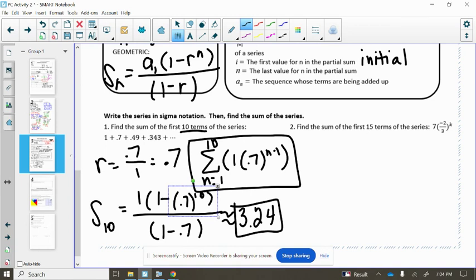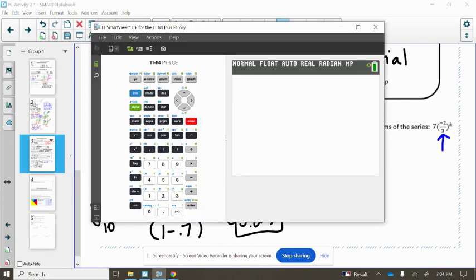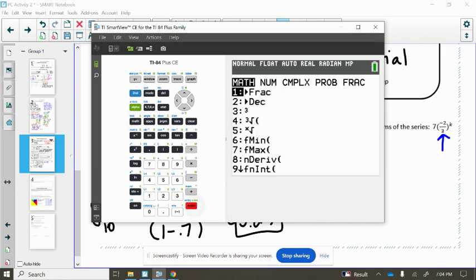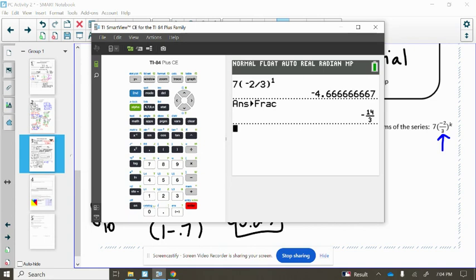In our second one, notice they're kind of giving us the rule in a way here. And our r value being represented this time is negative 2/3. To find our first term, then, we can plug into our rule 7 times negative 2/3 to the first power. So if we take 7, parentheses, negative 2/3, to the first, we find out our first term this time is negative 14 thirds.